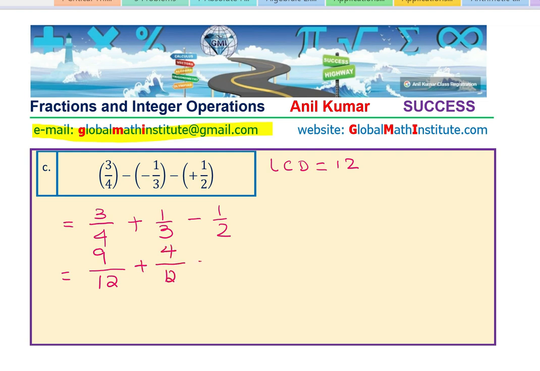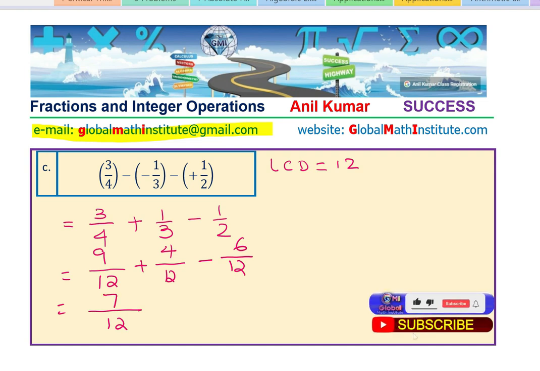So we get 4 on the top. Minus, here we have to multiply by 6. 6 over 12. And now 12 is the common denominator. Numerators: 9 plus 4, 13, minus 6 is 7. So we get 7 over 12 as our answer. Clear?